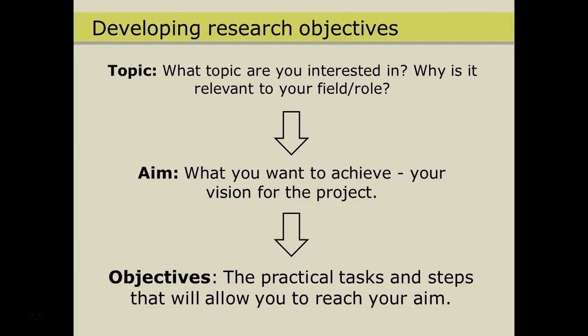Because it's from that aim that we then decide on a set of objectives. Now, these are really useful and they're really important to talk about in your research design section, because your objectives, in other words, are the practical tasks and steps that you need to go through, the things that you've got to do and tick off that are going to allow you to reach that aim, because in reaching that aim, you will have in some way tackled or addressed your topic of interest.